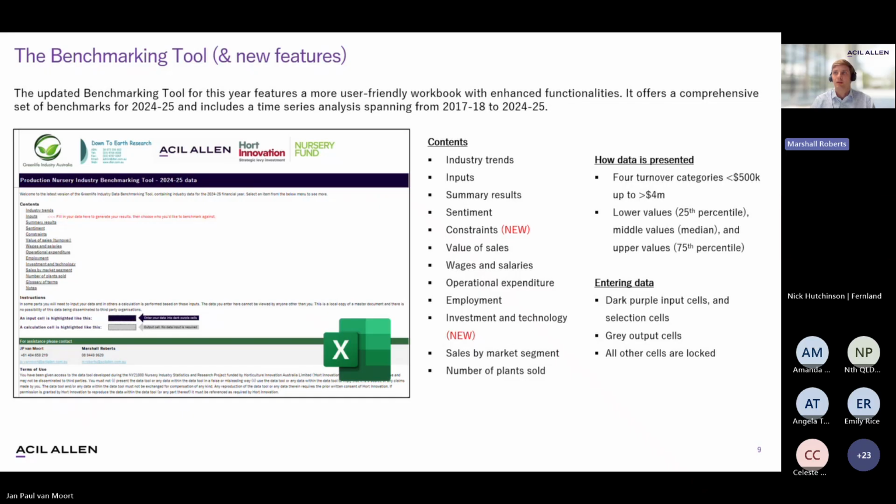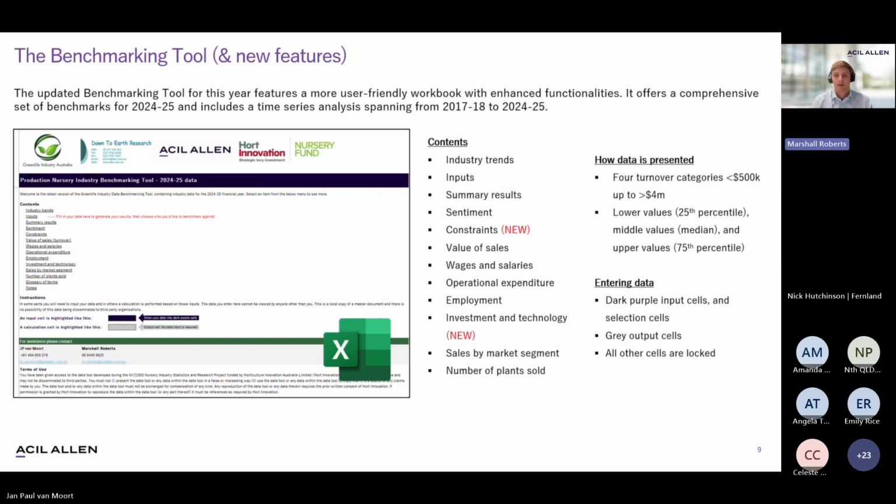Within the tool, there are 12 tabs or pages of data across various topics. Across the contents, I'd ask that you focus on the inputs and summary results pages. I really see you getting the most value out of those two items within the tool, and then you can analyze other topics and benchmarks within the tool as you need to.